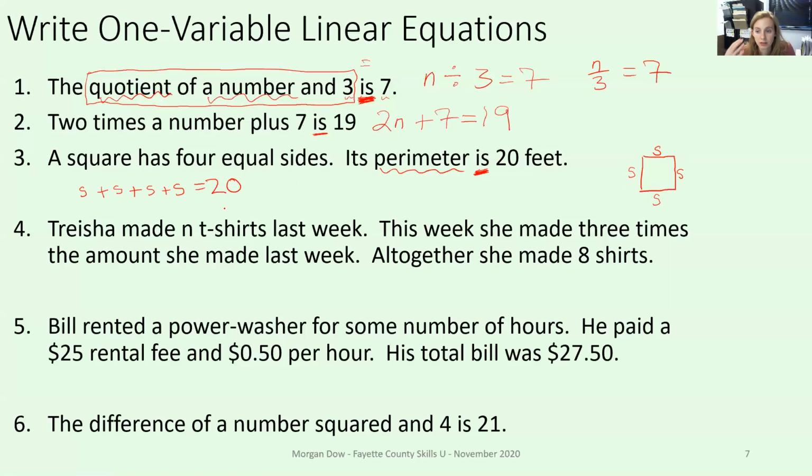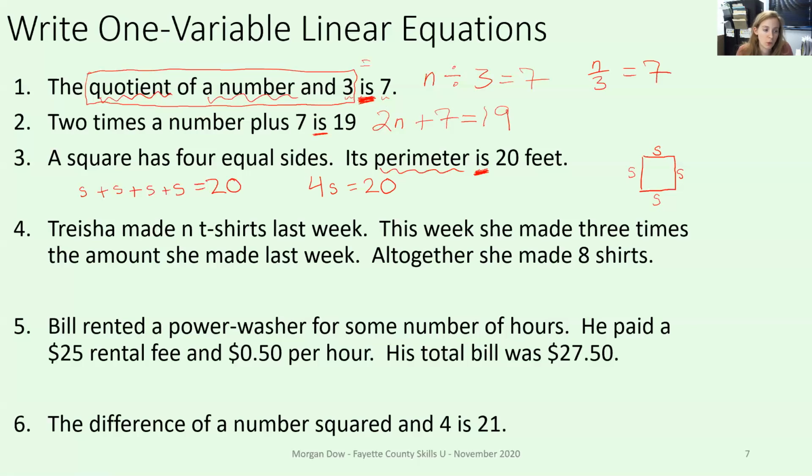Or I could think to myself, well, adding something 4 times just means 4 times that thing, right? So another way I could say this is 4 times S, or 4 times N, or 4 times X, whatever letter you want, is 20. Now it might jump out at you that the side length of this particular square must be 5, right? There's no other number that would work there. So this particular square does have a side length of 5, but if we didn't know that, this equation is still describing the information that we're given.